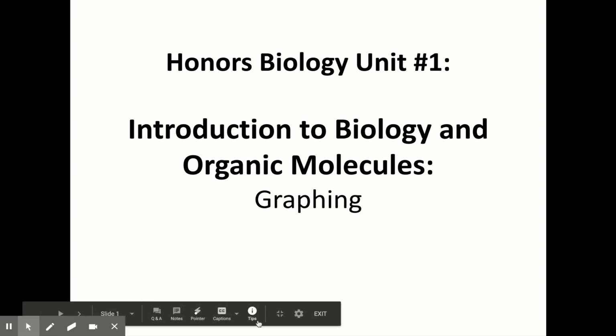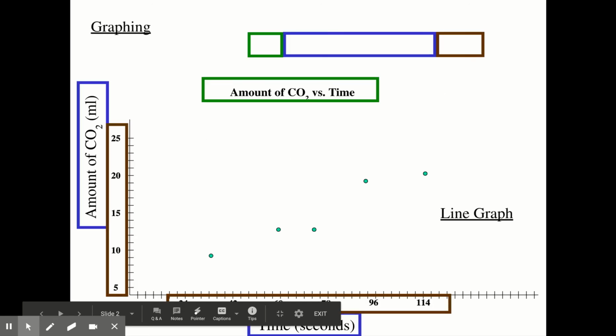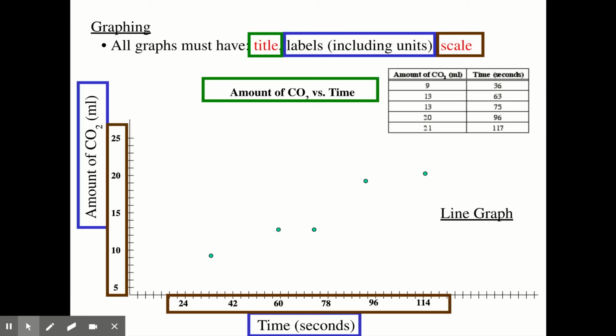Right, class, this is a presentation about graphing. So you will be asked to graph once we're back in school. Not being in school, you're probably going to be reading and interpreting graphs more than doing graphs. But all graphs in science class must have these three things, which we will test over. So you must know that all graphs have a title, all graphs have labels that include units, and all graphs have a scale.